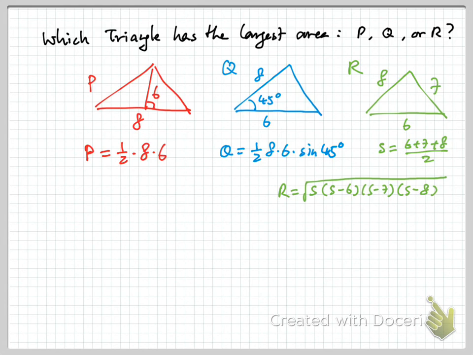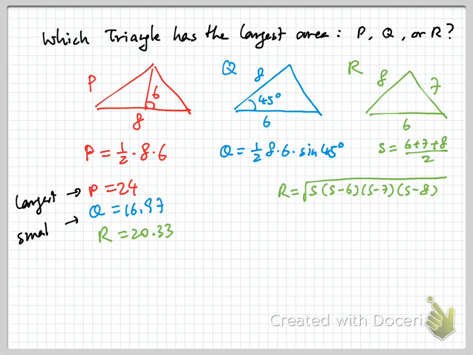So use the calculator and see which is the largest, which is the smallest. If I'm not mistaken, P goes to 24, Q goes to 16.97 something, and R goes to 20.33. So the largest is P, the smallest being Q. Anyway, this is a demonstration on how to use the three formulas to find the area of a triangle based on different given information. Thank you.